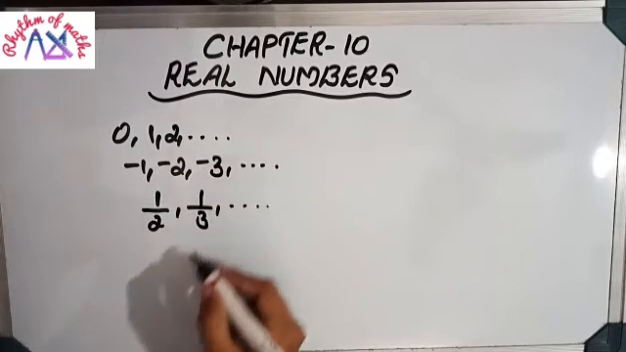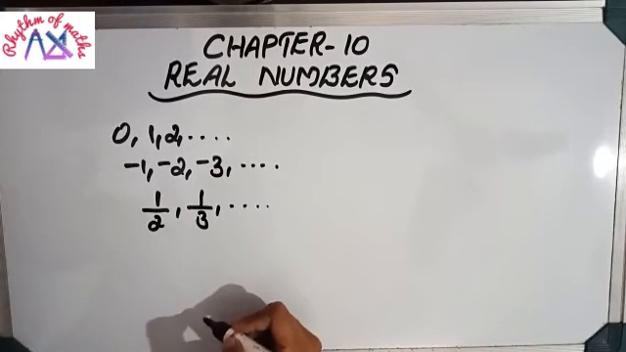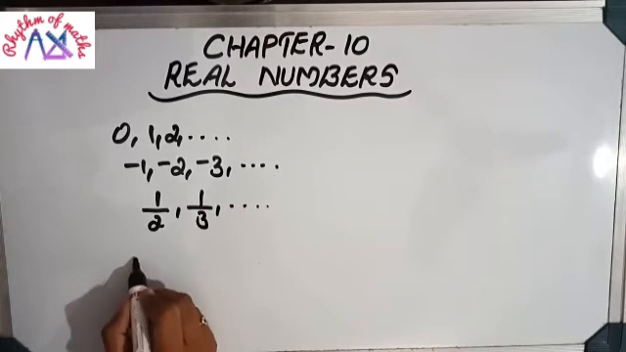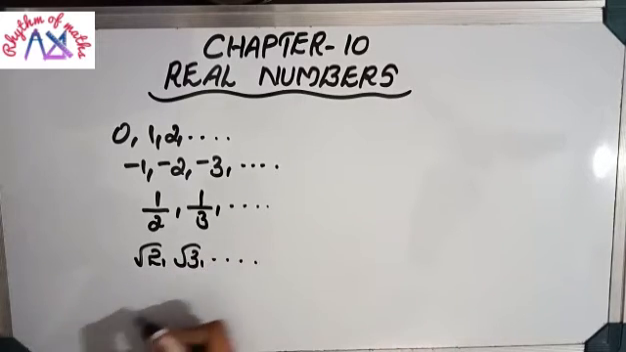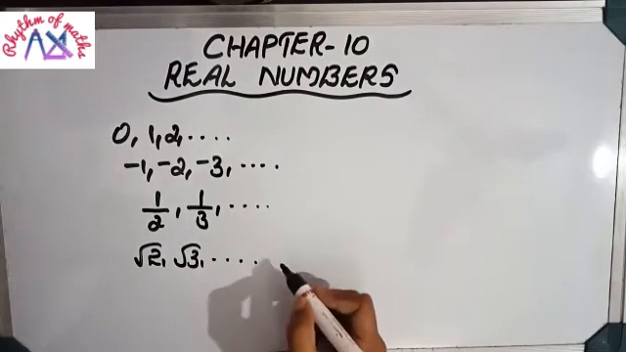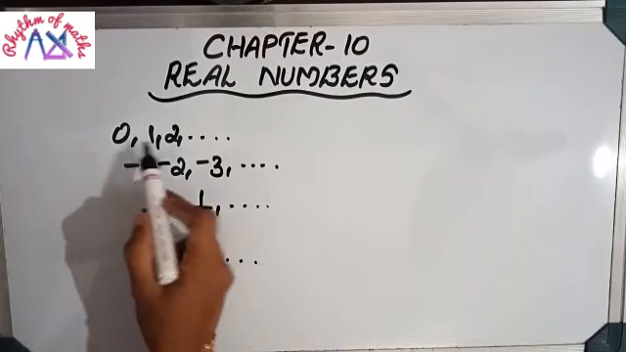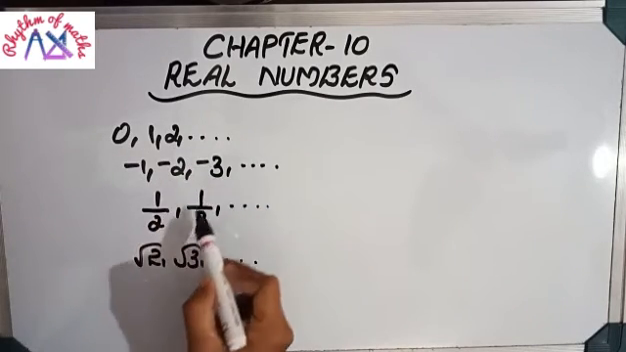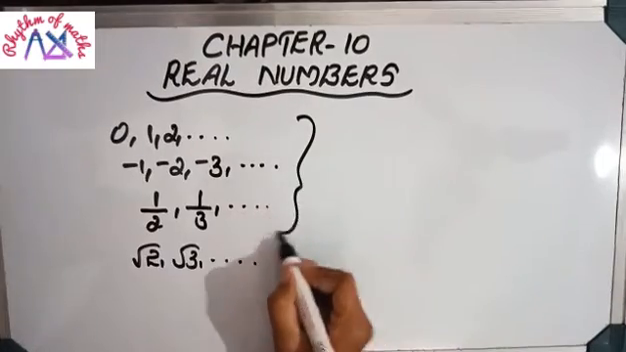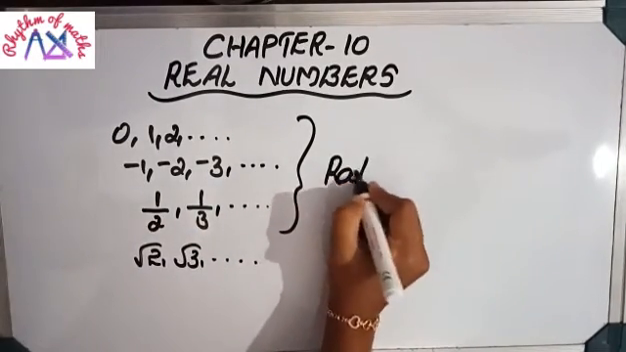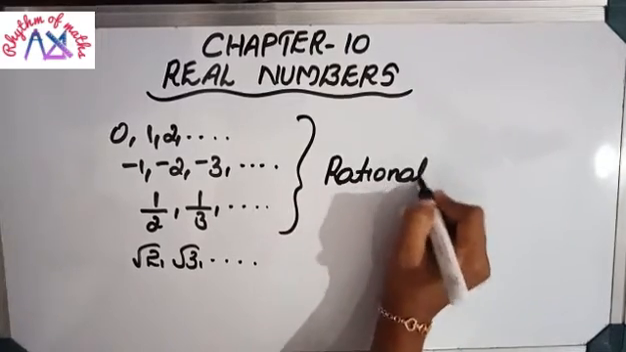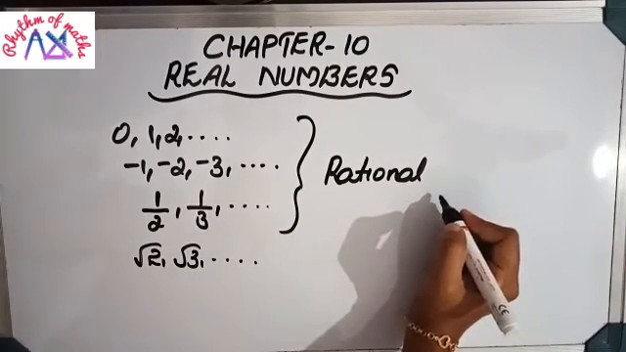In the 9th standard itself we learn one more type of number. In the new number chapter we learn about root 2, root 3, etc. So all these types of numbers we already learned. The natural numbers, negatives and fractions are collectively called rational numbers.